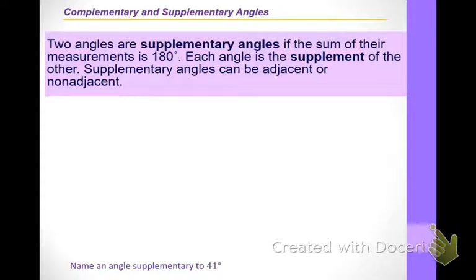Supplementary. So this is the other name we're looking at. Supplementary: 2 angles that add up to 180. Write it down. 2 angles that add up to 180. I also want you to write that they can be adjacent or non-adjacent. There's a reason that this is important. You can also say that about complementary angles because they can be adjacent or non-adjacent as well.